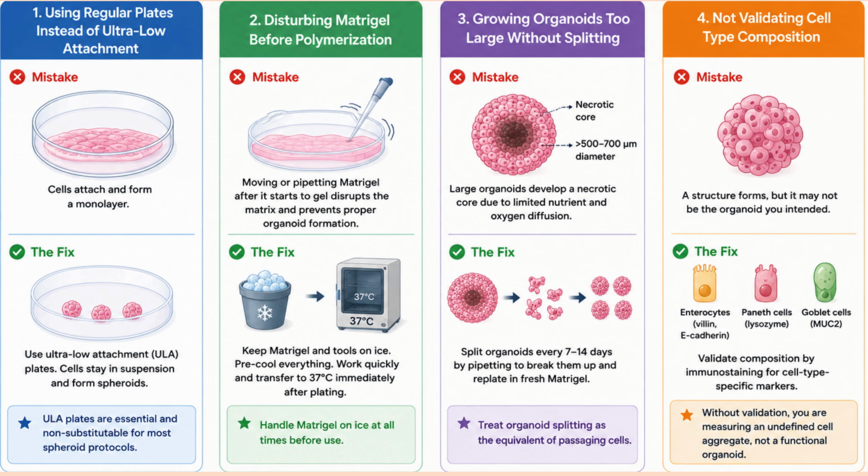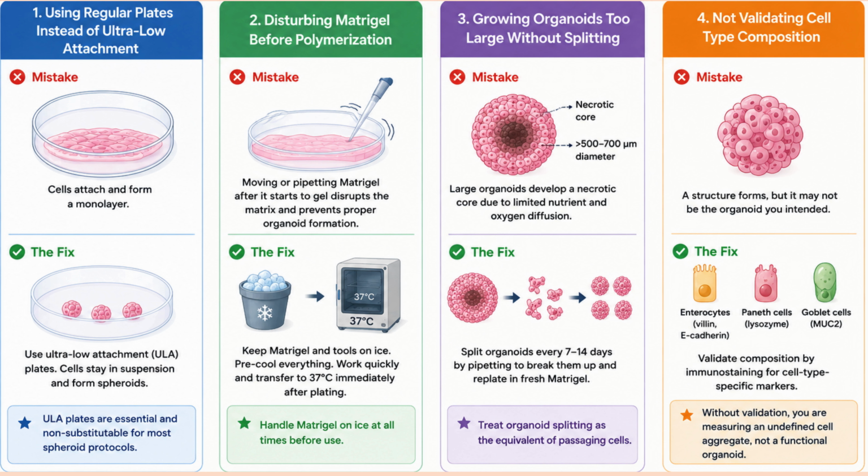Mistake 3. Growing organoids too large without splitting. The fix. Organoids develop a necrotic core when they exceed approximately 500 to 700 micrometers in diameter, as nutrient and oxygen diffusion limits are reached. Split organoids mechanically every 7 to 14 days by pipetting to break them up and replating in fresh matrigel. Treat organoid splitting as the equivalent of passaging cells.